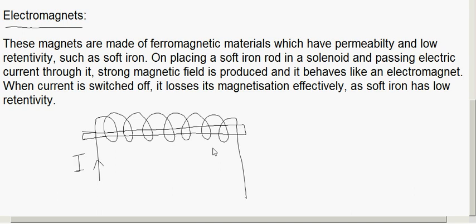And this type of soft iron is used in transformers. Some examples of these electromagnets are in cores of transformers, in galvanometers, in generators, etc. We use this soft iron core because only when electric current is passed, it behaves like a magnet.